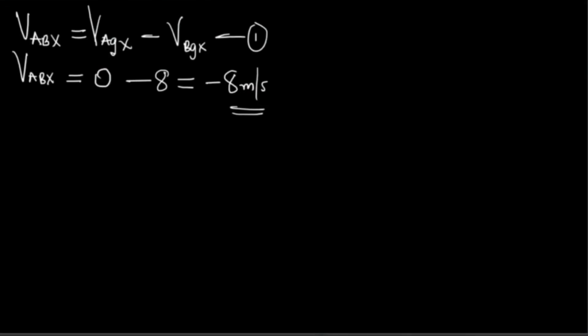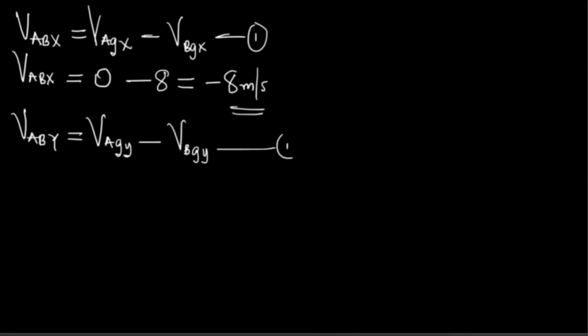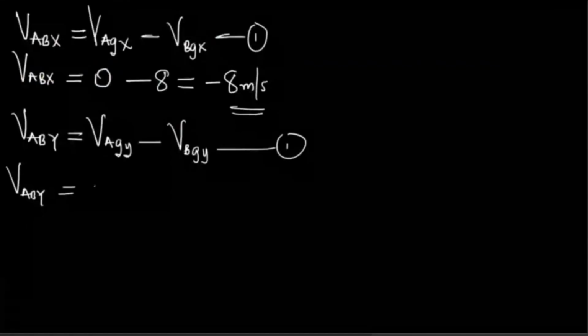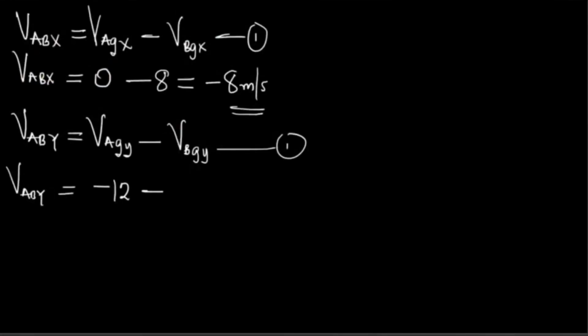Now let's determine the second one, the velocity of A relative to B on the y-axis. It's going to be the velocity of A relative to the ground on the y-axis minus the velocity of B relative to the ground on the y-axis. A relative to the ground on the y-axis is minus 12. B doesn't have a y direction, so that is 0. So the velocity of A relative to B on the y direction is going to be minus 12 meters per second.